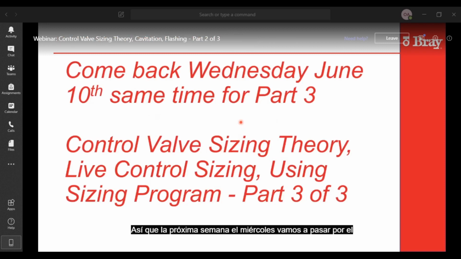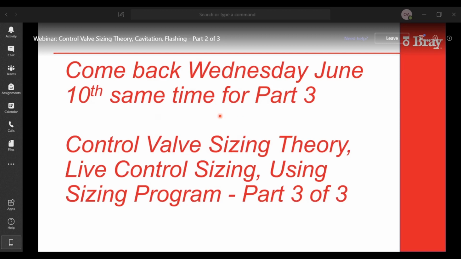So next week on Wednesday, we're going to go through actual sizing examples using control valve sizing software, and we'll look at different applications and different ways to pick the right valve to provide good control in your process.